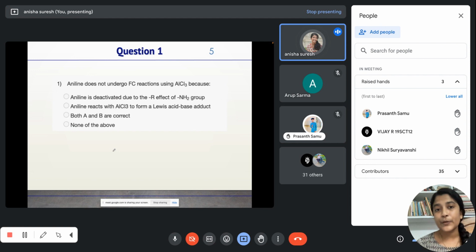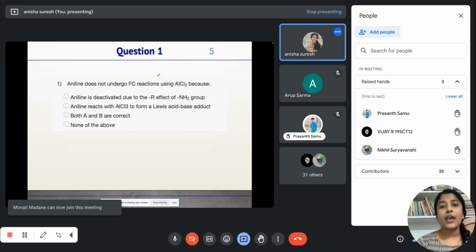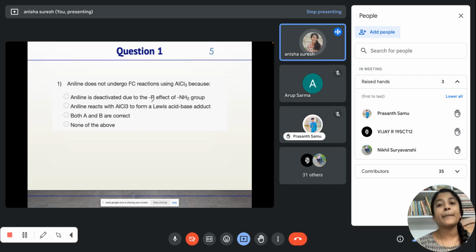So coming towards the first question of Introductory Organic Chemistry 2 August 2022 lectures. Aniline does not undergo Friedel-Crafts reaction using AlCl3 because: option A, aniline is deactivated due to the minus R effect of the NH2 group; option B, aniline reacts with AlCl3 to form a Lewis acid base adduct; option C, both A and B are correct; option D, none of the above. Do you have any idea regarding what will be the answer for this question?